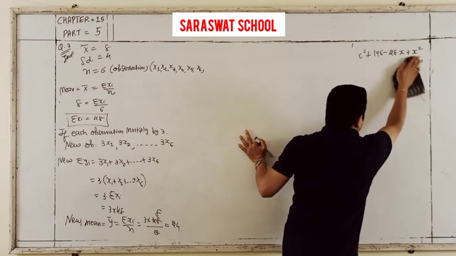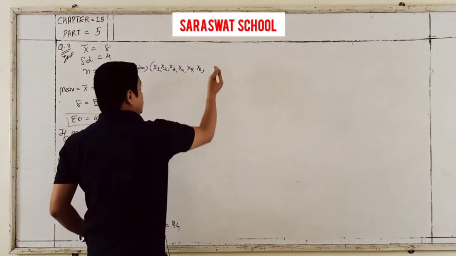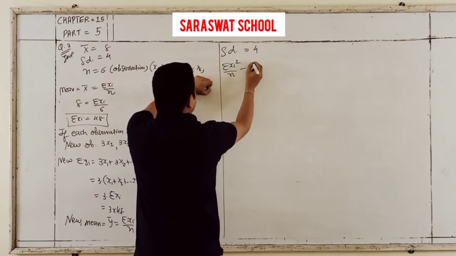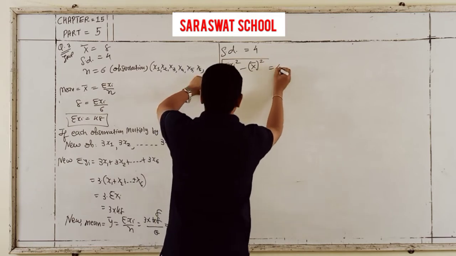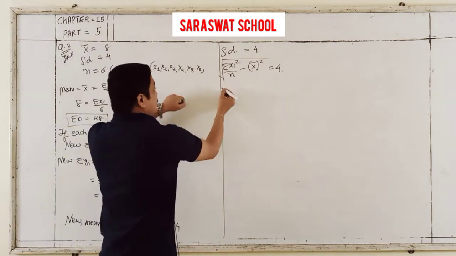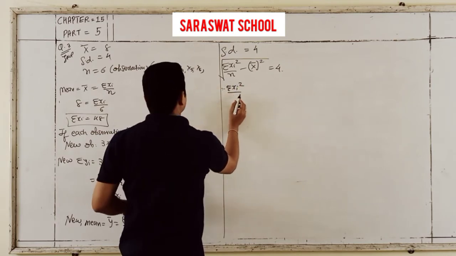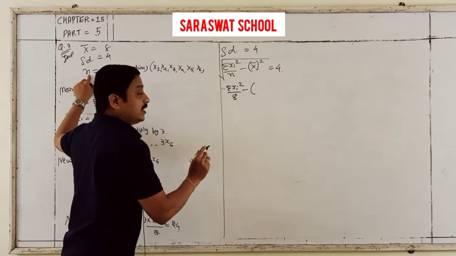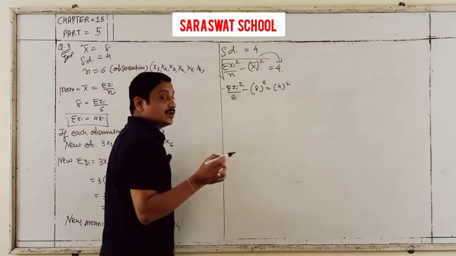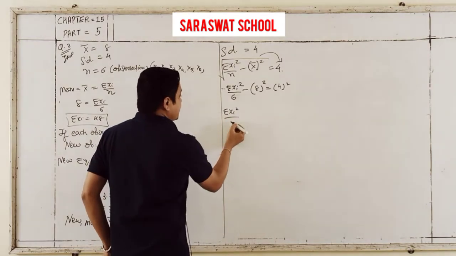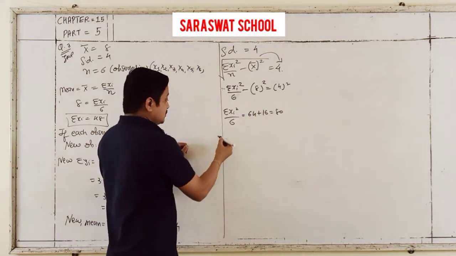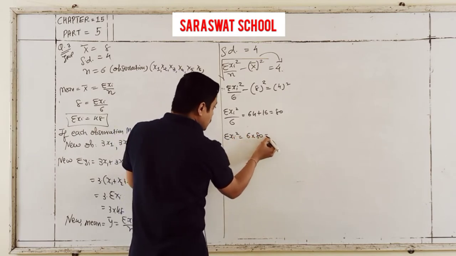Now I am going to the SD, standard deviation. Same pattern, similarly I explained it in the same way. The standard deviation is given by the square root of sigma xi square by n minus x bar the whole square, equal to 4. Taking the square on both sides, sigma xi square by n, with n equal to 6, minus x bar square, where x bar is 8, equals 4 square. So sigma xi square by 6 equals 8 square, 64, plus 4 square, 16, which is 80. So sigma xi square is 6 into 80, 480.